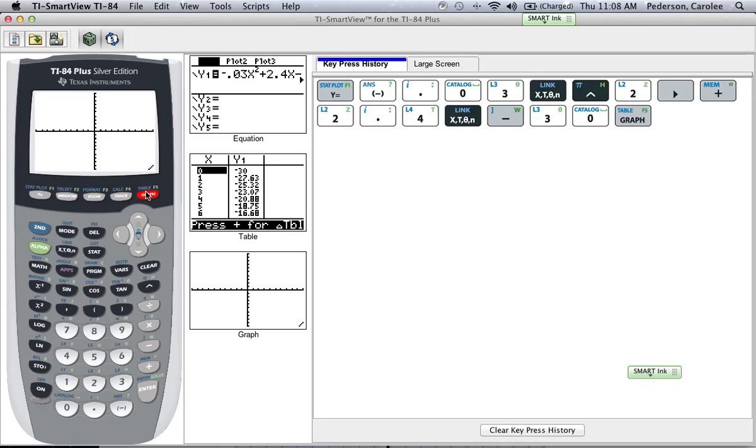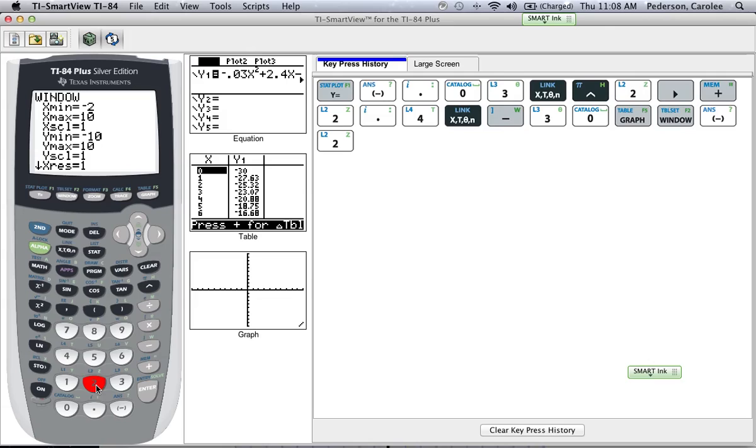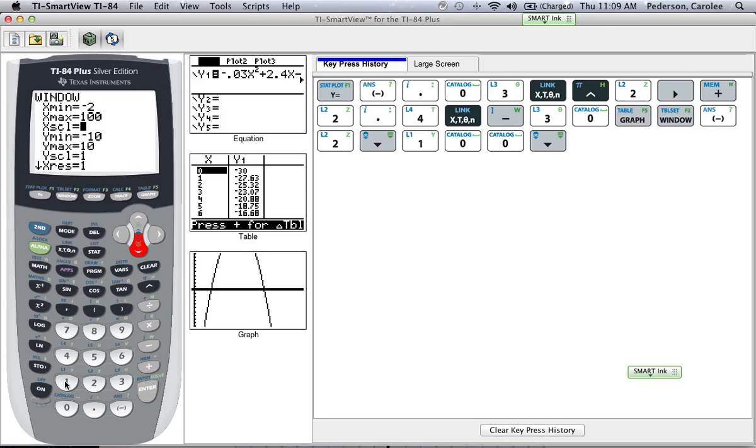And when I push graph, nothing is showing up on my graphing calculator. So I have to change my window to view it. I'm going to go into window, and right now it has maximum and minimum values for x and y. We're going to change the x minimum to just -2, because you think about your miles per gallon. Then we'll do my x maximum, so we're going to arrow down and change that to 100. And we want our scale to be every 10 units, so we'll arrow down to 10.